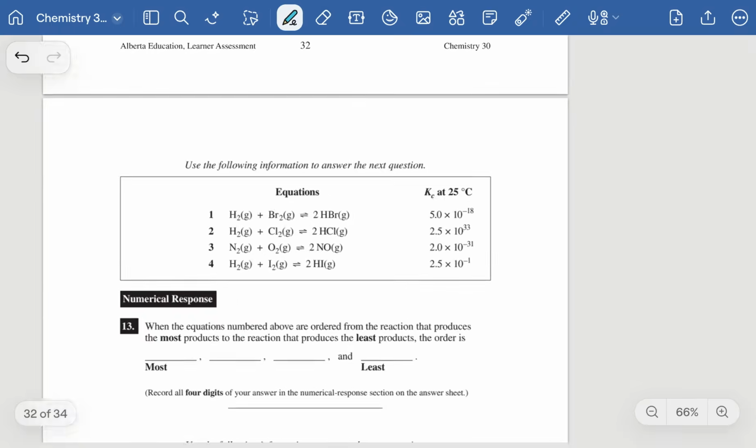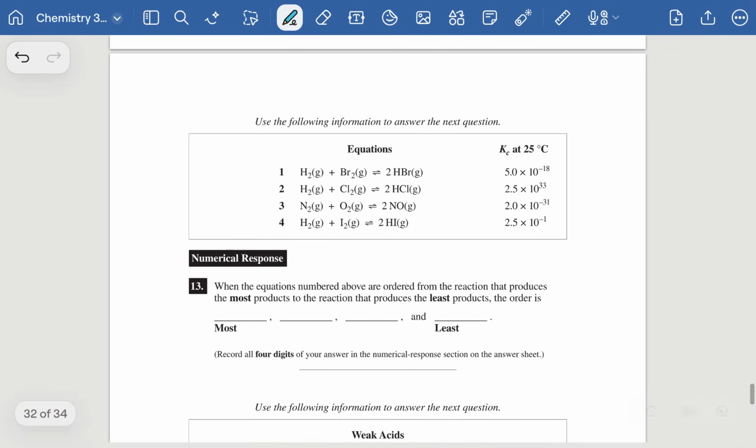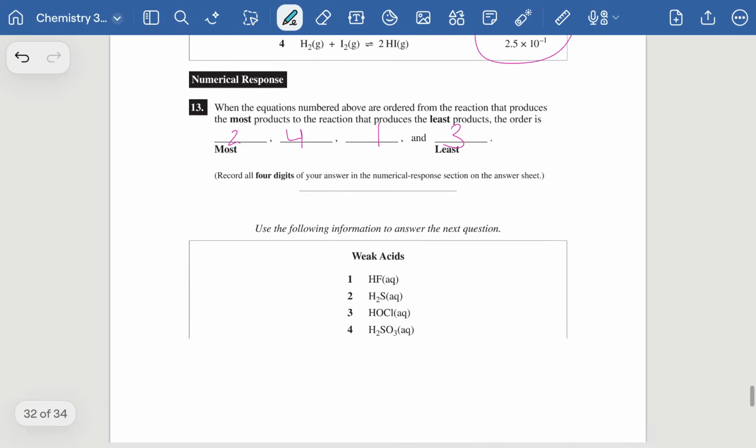So looking at our equations, asking what produces the most products to least. This is showing you have an understanding of the Kc value. The more you have, or the higher the number, means the more products you have. The smaller the number, the more reactants. So your biggest number here is number 2, and then number 4, and then number 1, and then your most negative is number 3. Okay.